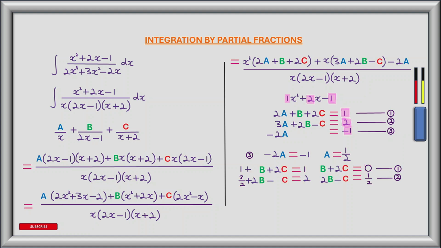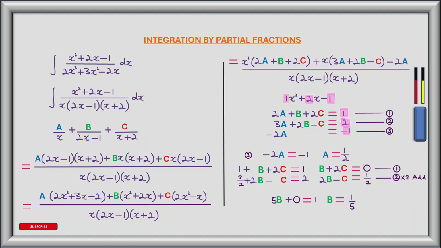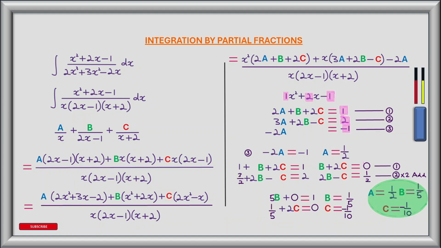If we now substitute a equals 1/2 in equations 1 and 2, equation 1 becomes b plus 2c equals 0, and equation 2 becomes 2b minus c equals 1/2. Now multiplying equation 2 by 2 and then adding the equations, we can eliminate c. This leaves 5b plus 0 equals 1 and allows us to solve for b, which in this case is 1/5. Now, substituting 1/5 for b in equation 1 allows us to solve for c. So we have 1/5 plus 2c is equal to 0, and therefore c is equal to minus 1/10.